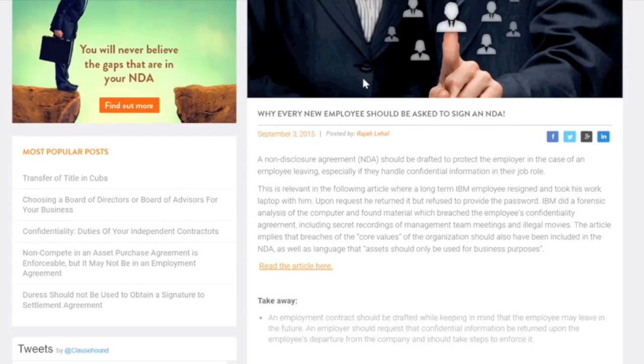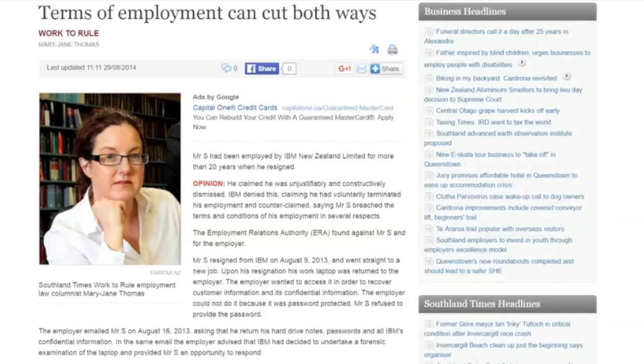And this post talks about a case in New Zealand in which an IBM employee refused to return a laptop that was company property. So IBM's forensic team eventually unlocked this laptop and discovered that it contained personal information, videos, confidential recordings of company conversations, and so on.